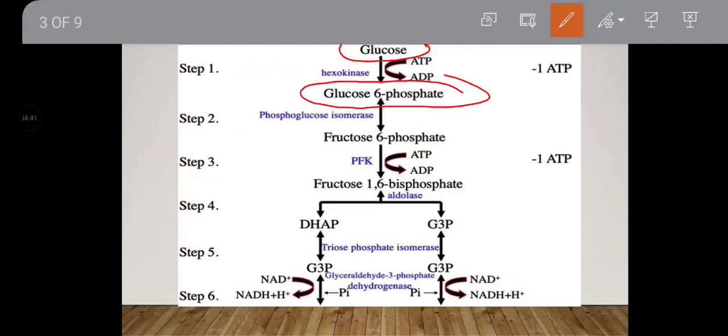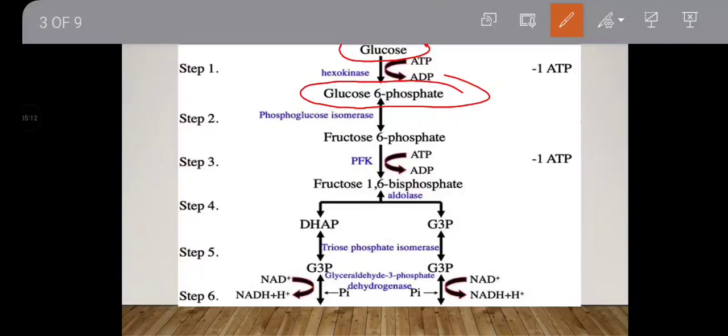Actually, it should be noted that this is the rate limiting step. The phosphofructokinase is the regulatory enzyme, the most important regulatory enzyme. This is another irreversible reaction, and it is actually the main regulatory step in the process of what? Glycolysis.